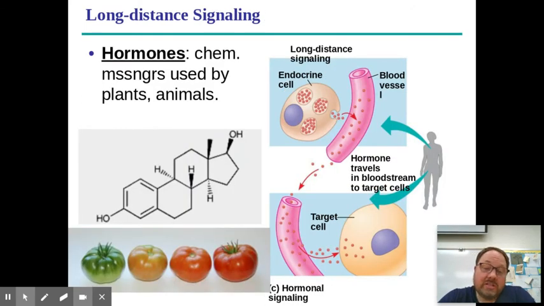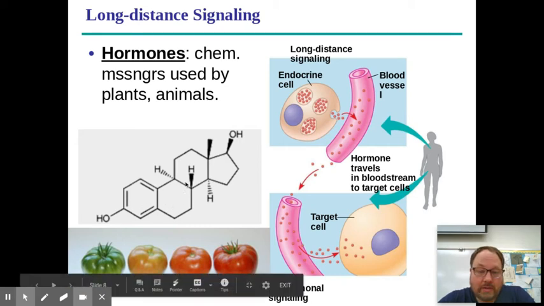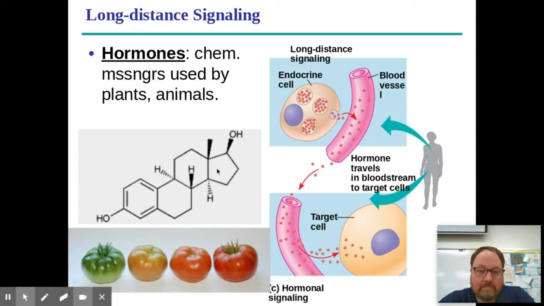Now, long-distance signaling happens through the use of hormones. Hormones are chemical messages, right? So here if we look at ethylene, this is a lipid-based or lipid hormone. And what happens is these hormones can travel through organisms, or in the case of plants, between tissues to cause changes to occur.